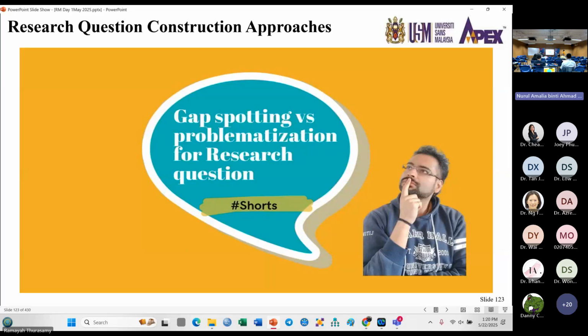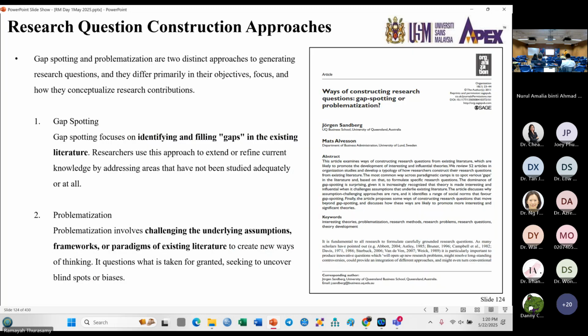Okay, for research question development, we have two things we can do. One is called gap spotting, the other one is called problematization. What is the difference? In problematization, you are trying to challenge the peers. You can do that. Gap spotting and problematization. The first one is where you are studying, trying to identify the gap. We have 7 different gaps. There's a guy called Miles.